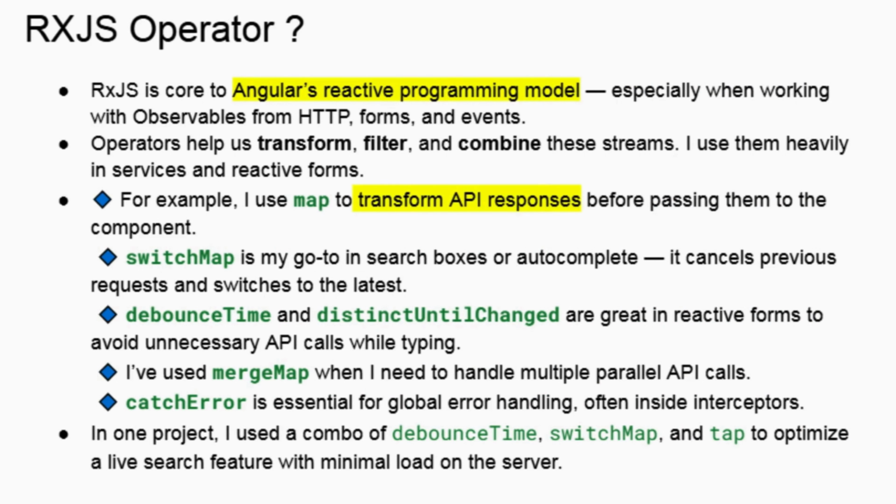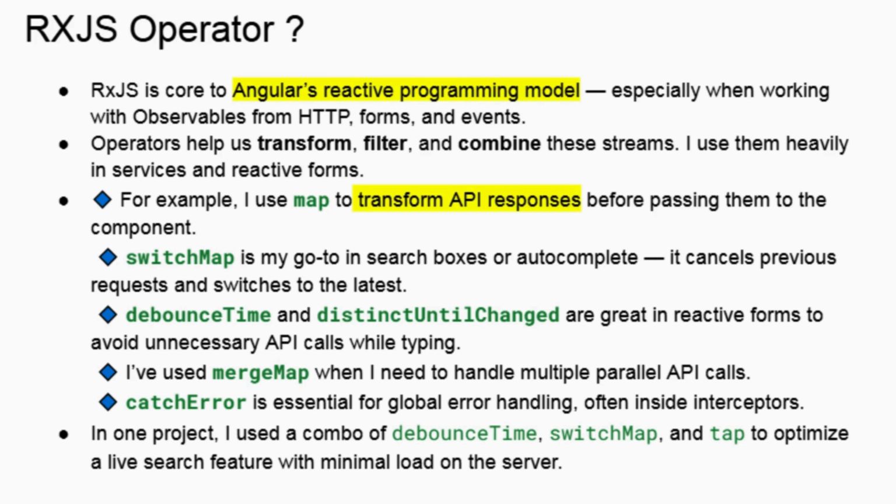What is an RxJS operator? RxJS is core to Angular's reactive programming model, especially when working with observables from HTTP, forms, and events. Operators help us transform, filter, and combine these streams. I use them heavily in services and reactive forms. For example, I use map to transform API responses before passing them to the component. switchMap is my go-to in search boxes or autocomplete.